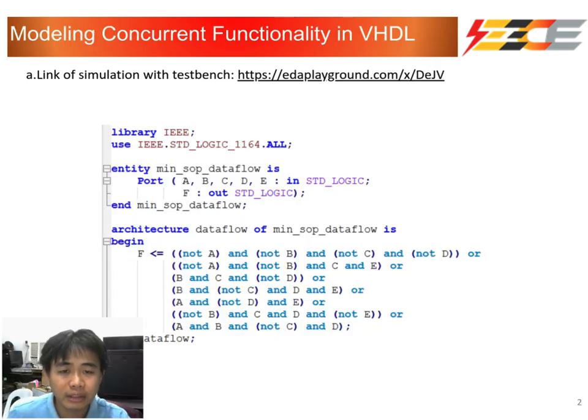So next, for the modeling concurrent functionality in VHDL, this code uses data flow modeling to implement the simplified Boolean function. The entity has 5 inputs again, A, B, C, D, and E, and one output F. The architecture uses concurrent signal assignments, so F updates automatically when any input changes. Logical operators not, and, or are used to form the sum of products expressions, where each term represents a condition that makes F equal to 1. So this style clearly describes the data flow of the combinational logic without focusing on the physical structure.